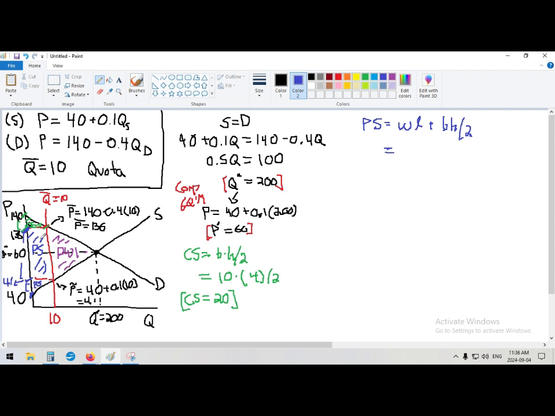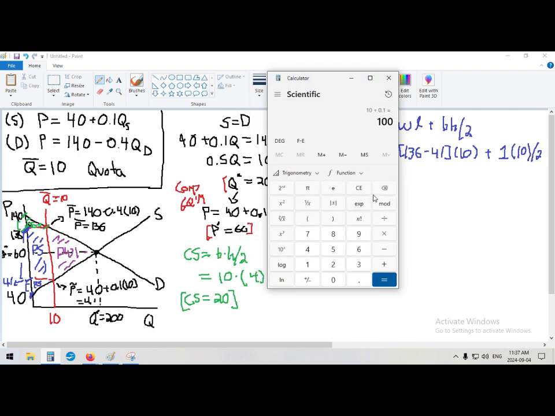So now that we have the 41, this big blue distance here, which is the height of the box, or the width here, will be 136 minus 41. And then for the length, it's going from 0 to 10, so that's just 10. And then for the triangle down here, the height is easy. It's just 41 minus 40, that's just 1. And for the base, that's going to be 10. And then divide by 2.